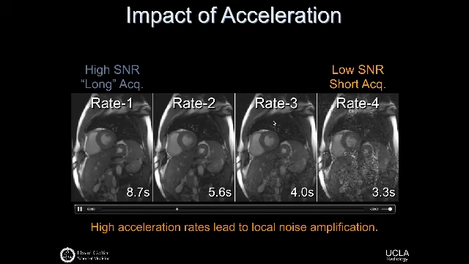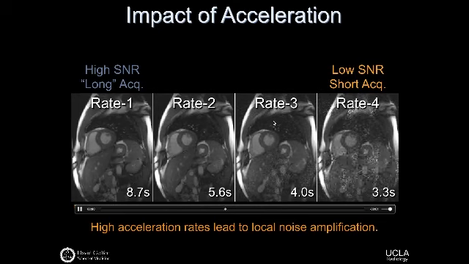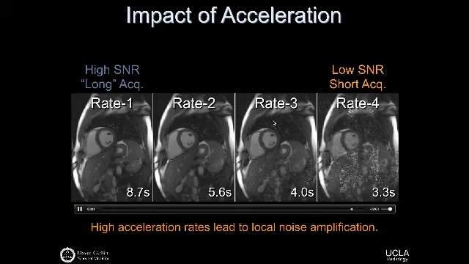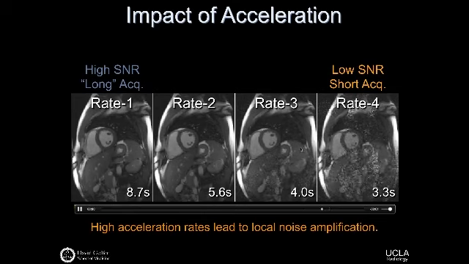At rate 3, you start seeing some unusual noise patterns, and one of the distinct things about parallel imaging is the noise will be not spatially uniform. You have high noise in some regions and low noise in other regions. And so you can quickly identify a parallel imaging artifact by the fact that, in this case, you can see the noise is mostly in the middle here.